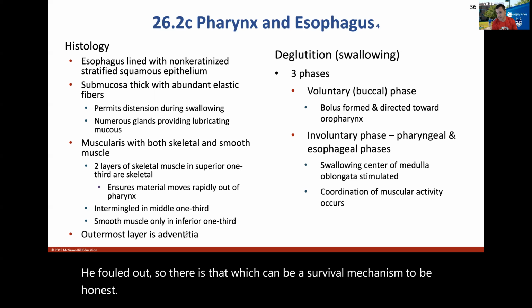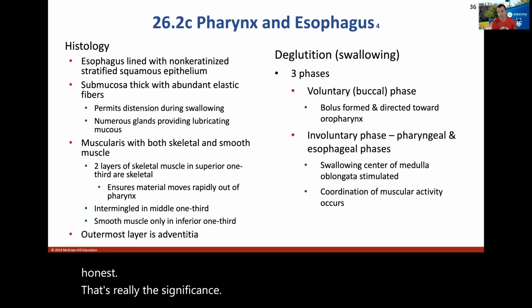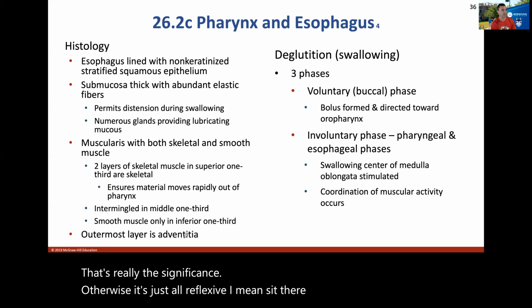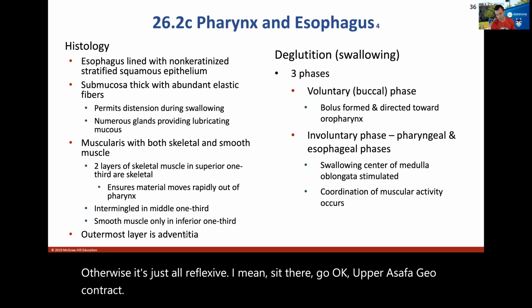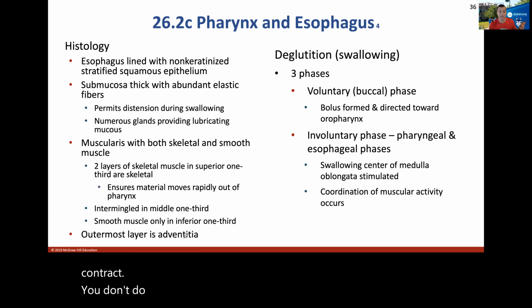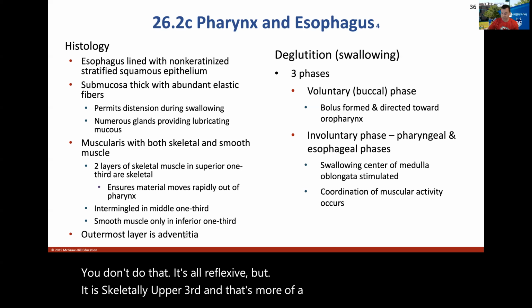That's really the significance. Otherwise, it's just all reflexive. I mean, you don't sit there and go, okay, upper esophageal, contract. You don't do that. It's all reflexive, but it is skeletal in the upper third, and that's more of a survival mechanism in case you swallow something that you shouldn't have.